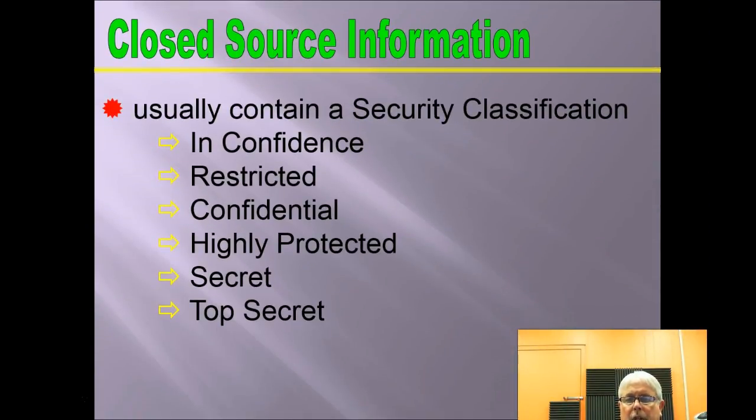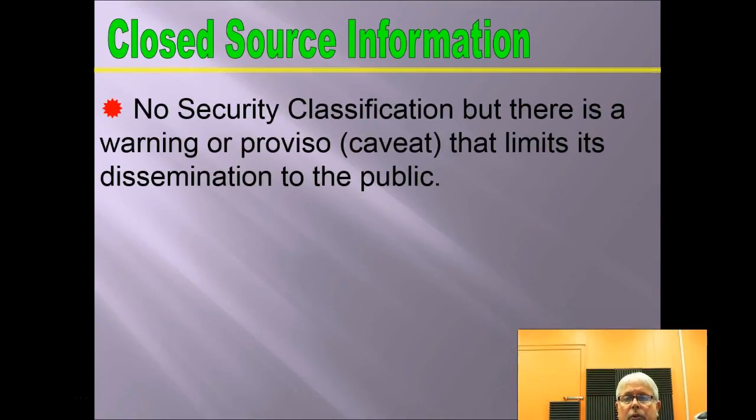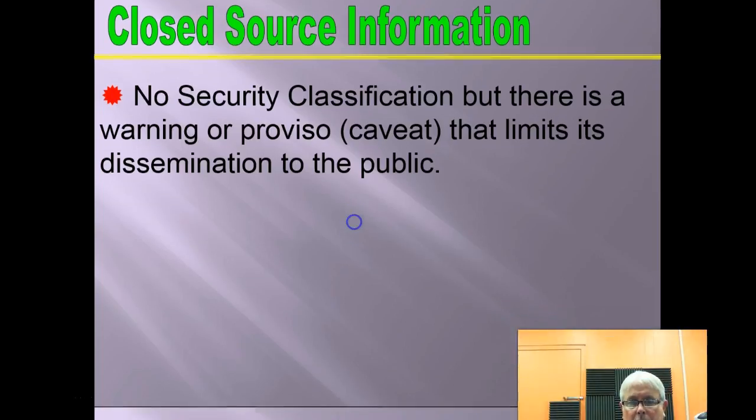Closed source information usually contains a security classification, or as it told you in confidence: restricted, confidential, highly protected, secret, top secret, or there's another code above that, but we're not going to discuss this for this class today. Those are sources of information that you really need to be cognizant of. Make sure that if you get it from one of those sources, you are very careful, or you can actually run afoul of law enforcement or the government. Closed source information may have no security classification, but there is a warning or caveat, a proviso, that limits dissemination to the public. You have to take a look at that as well.